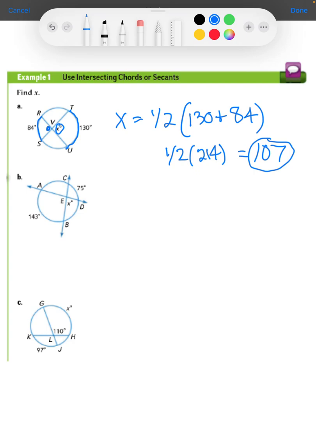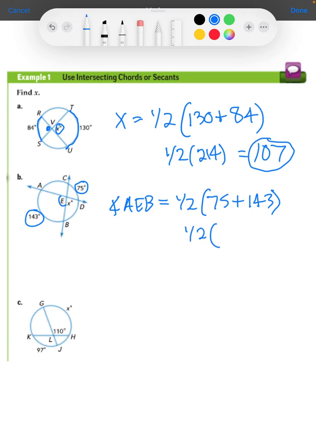Next one, we'll basically do the same way, but first we have to find this angle here, AEB, because we have the arcs that it intercepts, and then we can solve for x. So we know AEB is equal to 1/2 of 75 plus 143. So 1/2 of 218 equals 109. So this angle here is 109.